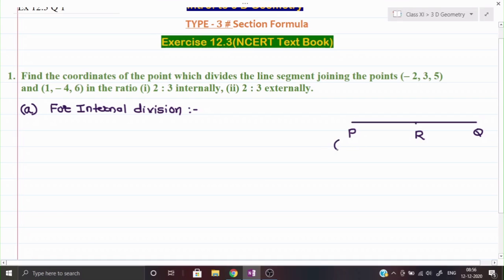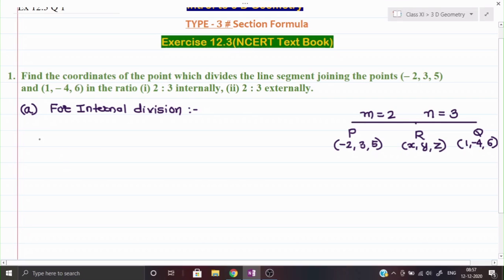The coordinate of point P is given here as (-2, 3, 5), and the Q coordinate is given as (1, -4, 6). The coordinate of R I can suppose as x, y and z. Now we have to apply the internal division formula. The ratio is given in the question: the value of m is 2 and n is 3.